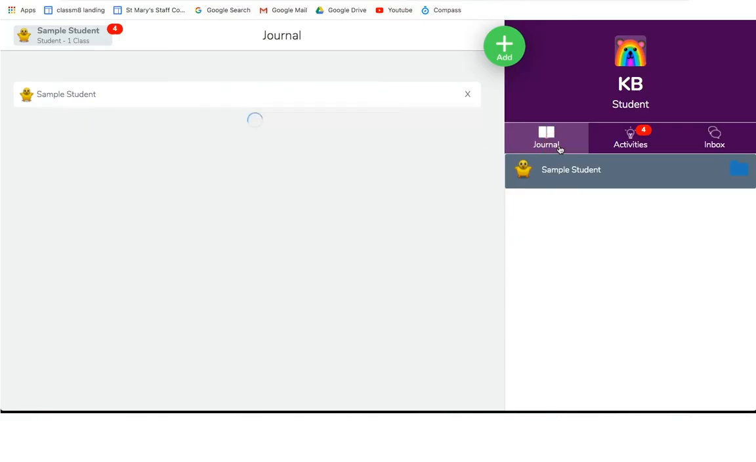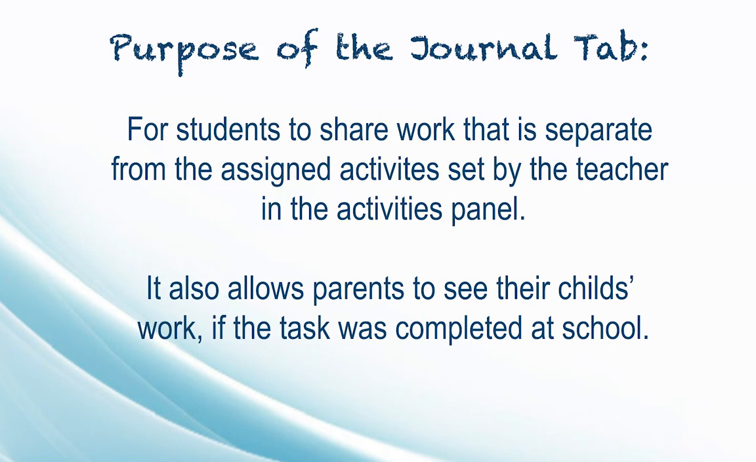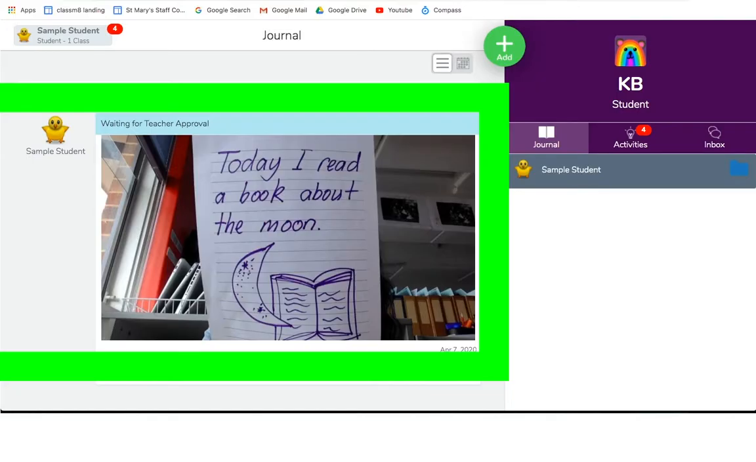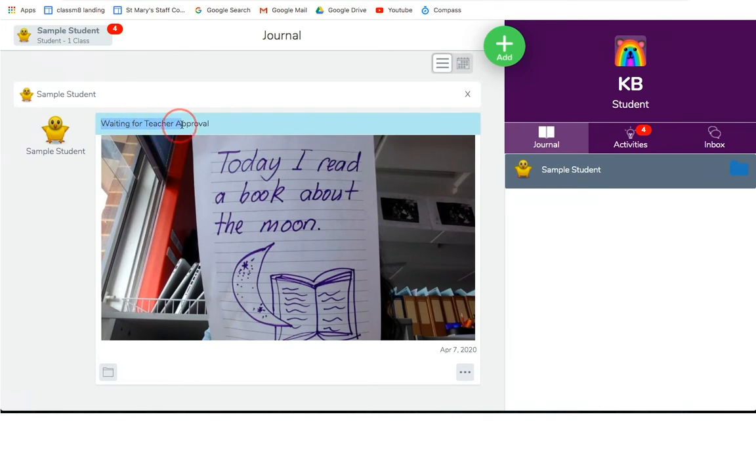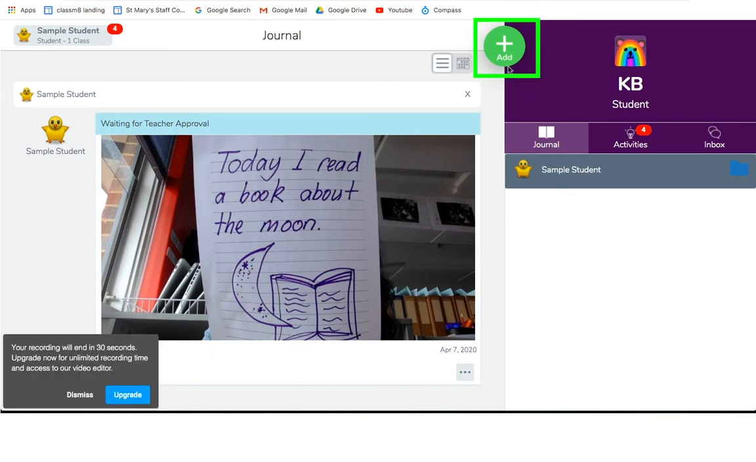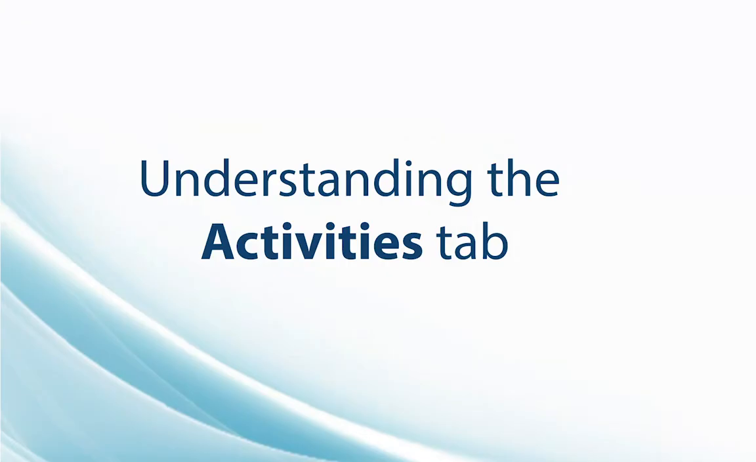Firstly, we have the Journals tab. The Journal tab is an option for students to share and post work that hasn't been assigned to a set activity. You can see that I have already added something into my student journal. Over here it says waiting for teacher approval. It will always require the teacher to approve the task before it shows up on the Family Seesaw app. If you would like to share some work to your student journal, you simply click on the +Add button.